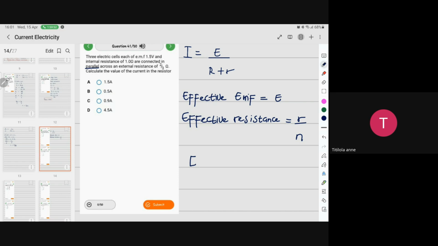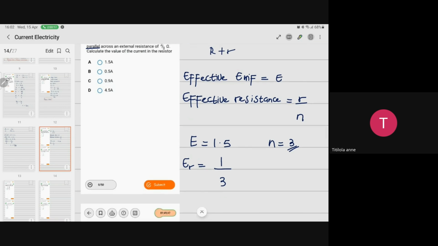So it means that E is equal to 1.5. Small r, internal effective resistance now, will be equal to what? There are 3 of them and they have internal resistance of 1, which means 1/3. Do you know why it is 1/3? Give me a thumbs up, because n is equal to 3.